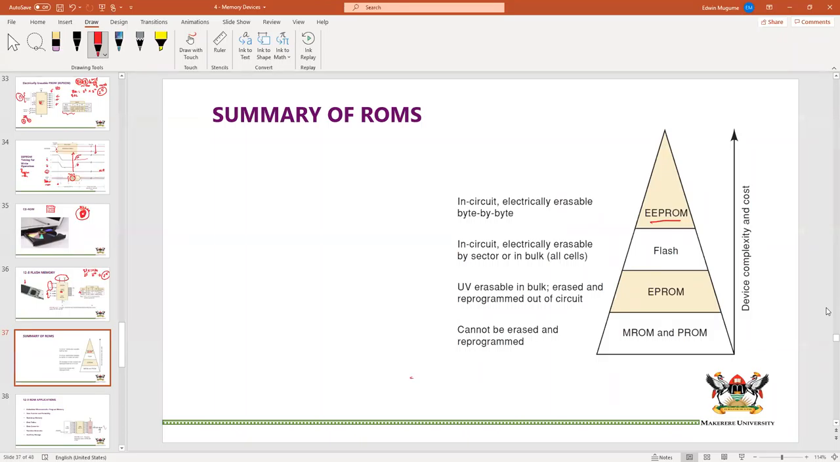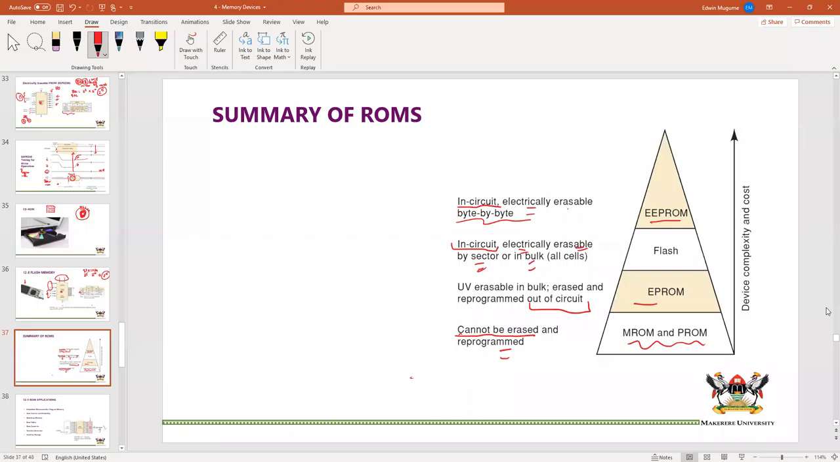However, the advantages are, you know, MROM and EPROM cannot be erased or reprogrammed once you've programmed them the first time. That's it. EPROM, you can use UV light to erase everything, but you would have to reprogram out of circuit. Flash, you can program in circuit, you can electrically erase by sector or in bulk. Okay, the things we've talked about. Whereas this one is also in circuit, but you can erase electrically byte by byte. So you can erase specific pieces one at a time.